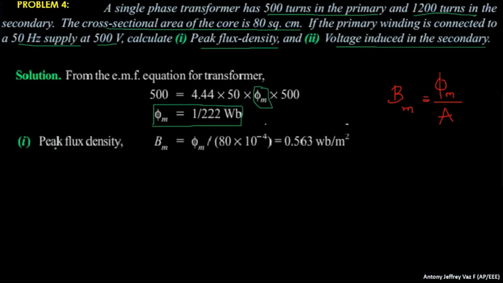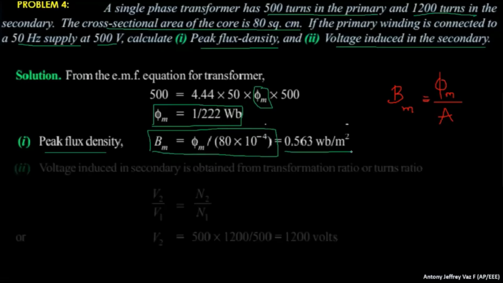Next, you need to find the peak flux density. The peak flux density Bm is equal to phi m divided by the area, 80 into 10 power minus 4. Apply this formula, and you will get 0.563 Weber per meter square.